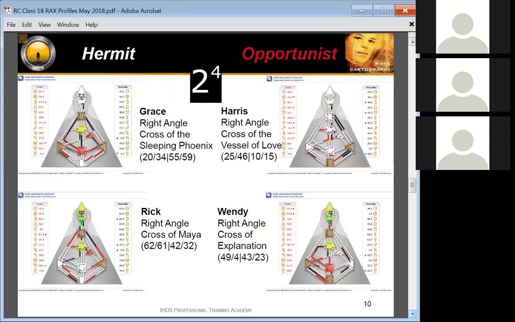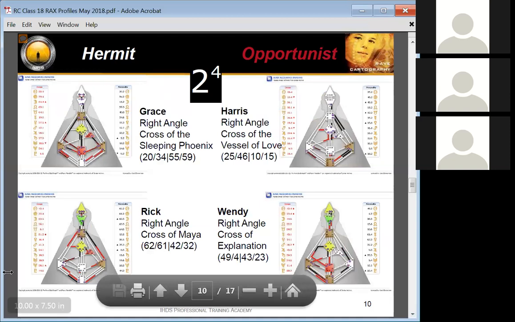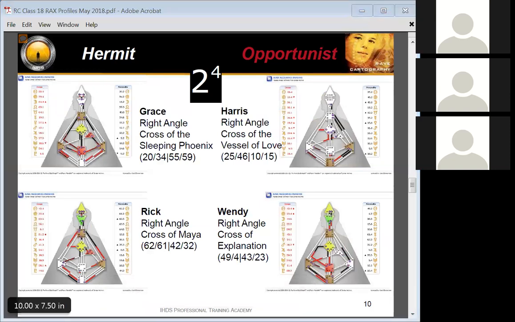But first we're going to look at, I forgot we had so many 2-4s. So Harris and Rick, is Wendy here today? Not today. So can you validate some of those comments that I was sharing in terms of this? Once you get on a crusade of something, or once you've really been called to something, perhaps even with Nick's help, Harris, can you sort of see things in Harris's life that are very important to him? Look at what he's got. He's got the right angle cross of the vessel of love.